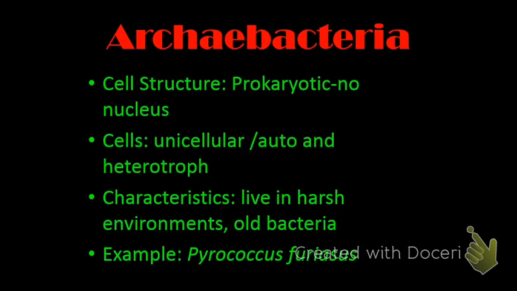So the archaebacteria are prokaryotes. They have no nucleus. They are all unicellular, which means they are a single cell. They're both autotrophs and heterotrophs, and autotrophs can automatically feed themselves. They carry out photosynthesis or chemical synthesis. And heterotrophs can't make food. They have to eat food.